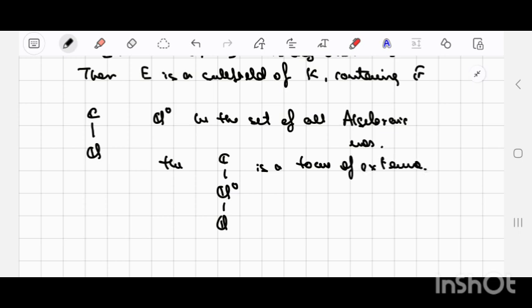Is a tower of extension. Is it clear for everyone? Right? Clear. Okay. Now recall one thing more.